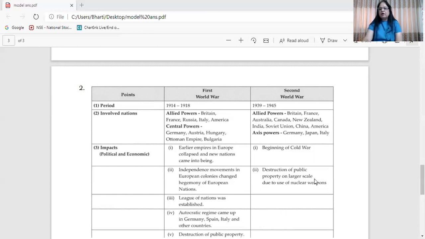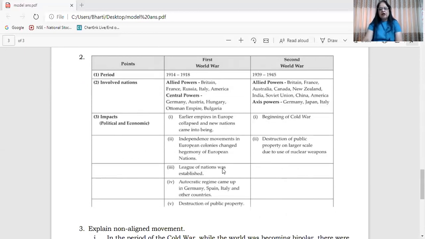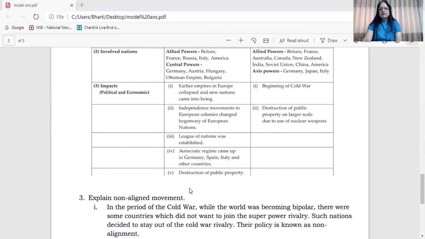Destruction of public property on larger scale due to use of nuclear weapon. Third, League of Nations was established. Fourth, autocratic regime came up in Germany, Spain, Italy and other countries. Table which is given here, आपके आंसर में आपने same to same लिखा हुआ है, then only you will be getting 3 out of 3. Point अगर एक भी point कम है तो भी half mark कट होएगा. Nations के name specially missing है, then also half mark is cut.